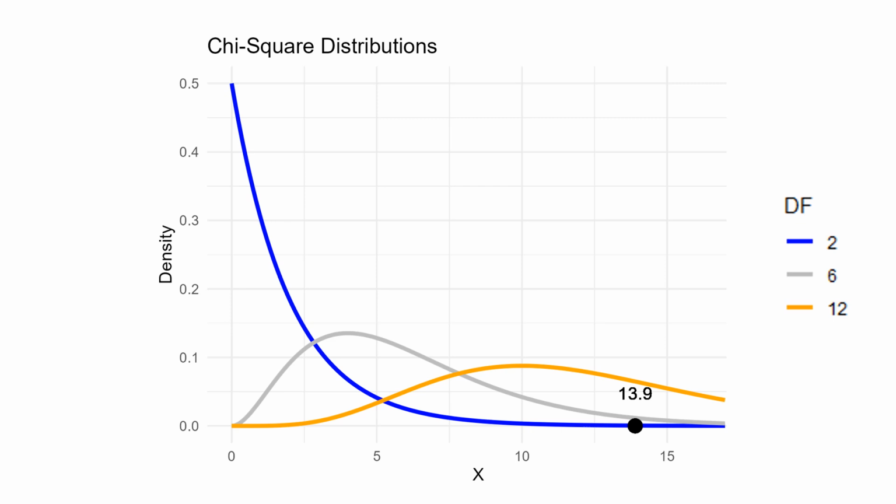The chi-square distributions have different shapes depending on the degrees of freedom. The horizontal axis is for the chi-square values, the vertical axis is for the probability density, and the area between the curve and the horizontal axis is the probability. The area between the orange curve and the horizontal axis is the overall probability, 100%, with 12 degrees of freedom, and the p-value is the percentage of the area to the right of the chi-square, 13.9 in this case.